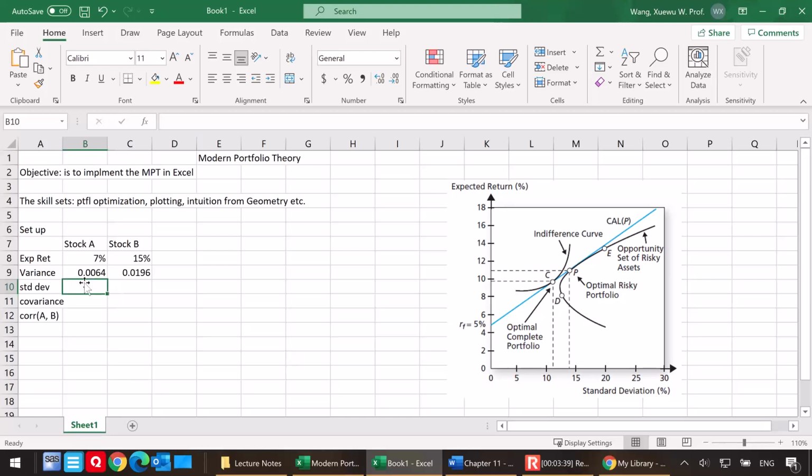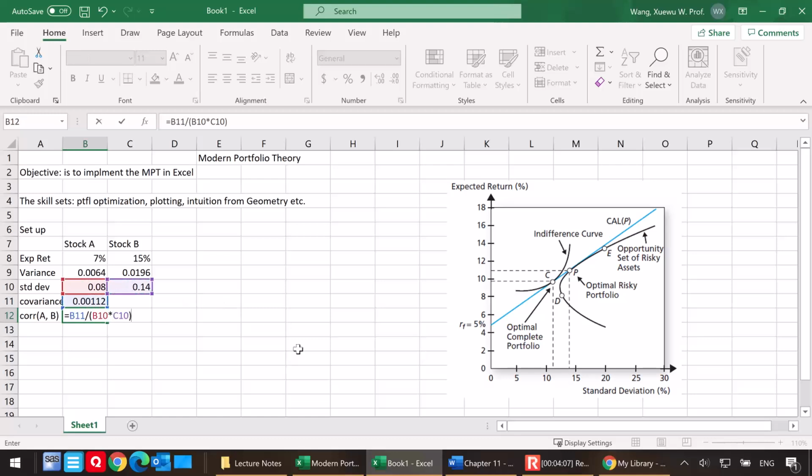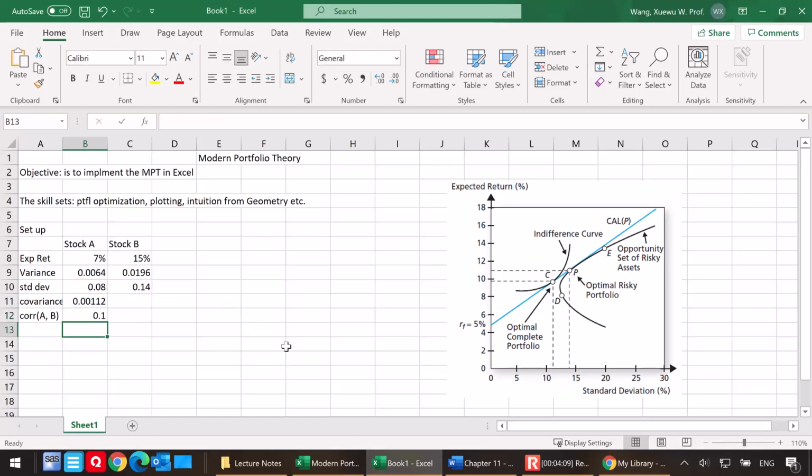So stock B has better expected return, and it's also having higher variance. And if I want to get the standard deviation, I take the square root of the variance. So 8% standard deviation for A, 14% for B. All right, and let's just provide you with the covariance, and that's the number here, and therefore I can actually get the correlation coefficient, which is the covariance divided by the product of the standard deviations. So that's 10% correlation coefficient.